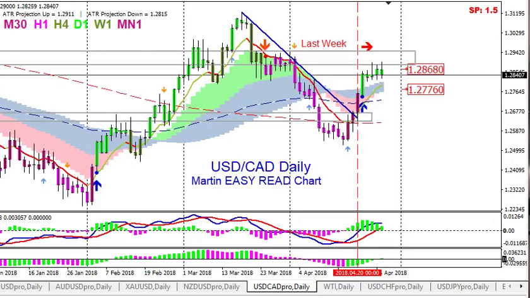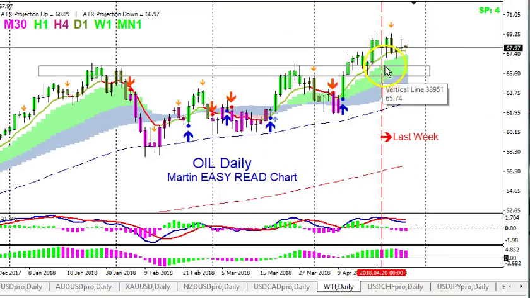And now we're going to move to oil. I talk about oil because if oil is doing well, if oil is increasing in price, then that's going to help the Canadian dollar. Okay, so here you can see we had a breakout. Okay, so this is resistance. Price broke out, came back down to test previous resistance, which now becomes support.